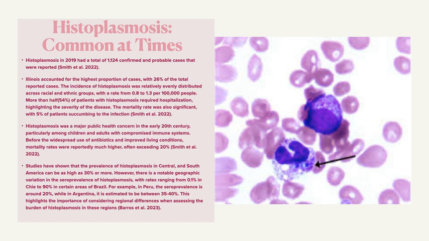However, there is a notable geographic variation in the seroprevalence of histoplasmosis, with rates ranging from 0.1% in Chile to 90% in certain areas of Brazil. For example, in Peru, the seroprevalence is around 20%, while in Argentina, it is estimated to be between 35 to 40%. This highlights the importance of considering regional differences when assessing the burden of histoplasmosis in these regions.